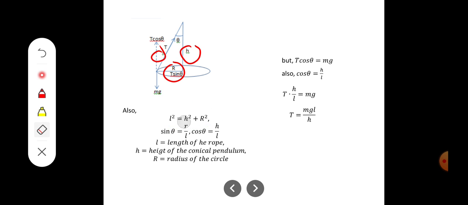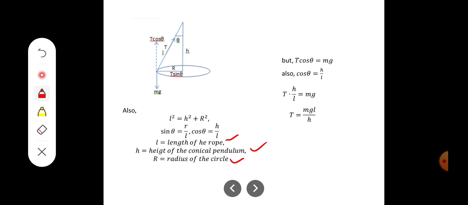Now, but that's not the only thing we can observe there. We can also see that sine theta is R over L. That's opposite over hypotenuse. Sine theta is opposite, opposite is R, all over hypotenuse, L, the length of the wire. Cos theta is H, which is adjacent, all over L, the length of the wire. Okay, remember that L is length of the rope, H is height of the conical pendulum, R is radius of the circle. Okay, so please note this relationship.